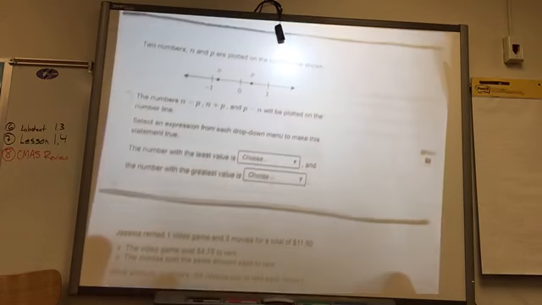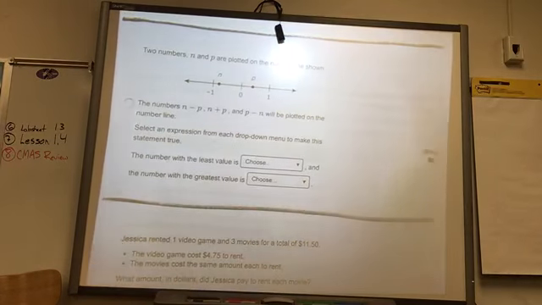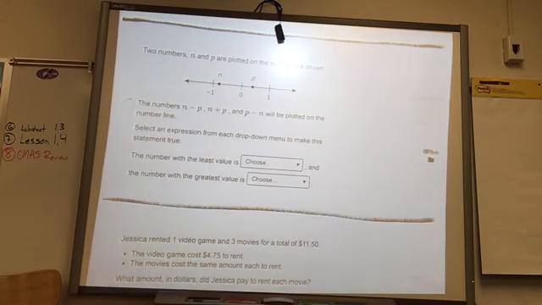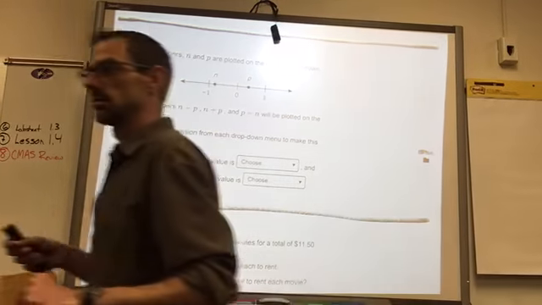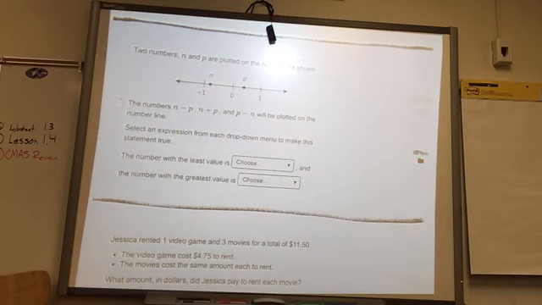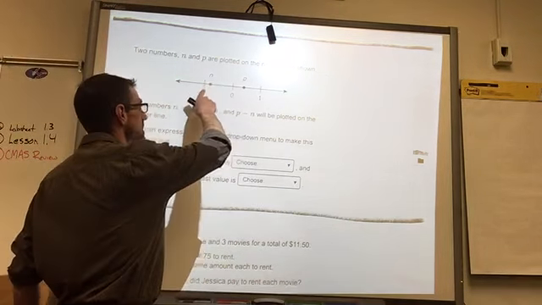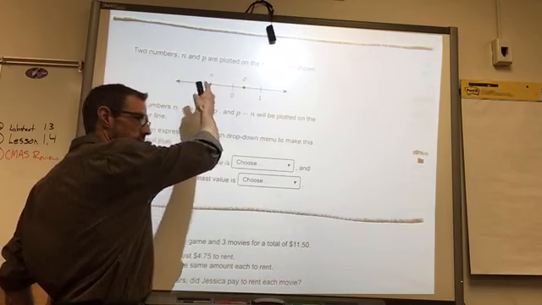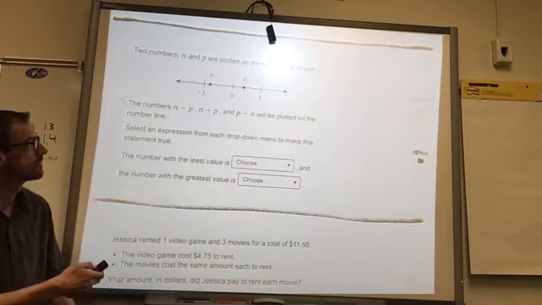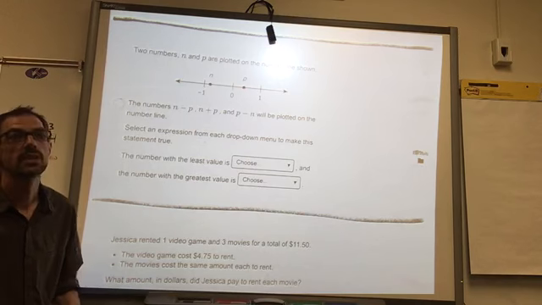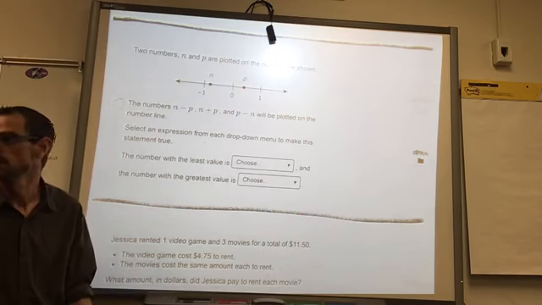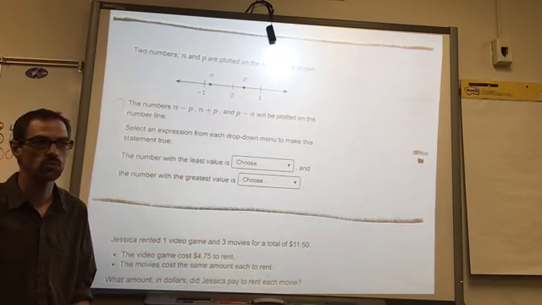Okay, this one. What do we know about n? It is greater than negative 1. What else do we know about n? It's less than 0, which makes it a negative number. It's greater than negative 1, it's less than 0, it is a negative number. Three important things you need to know. What about p? It's positive. It's above 0. It's less than 1.